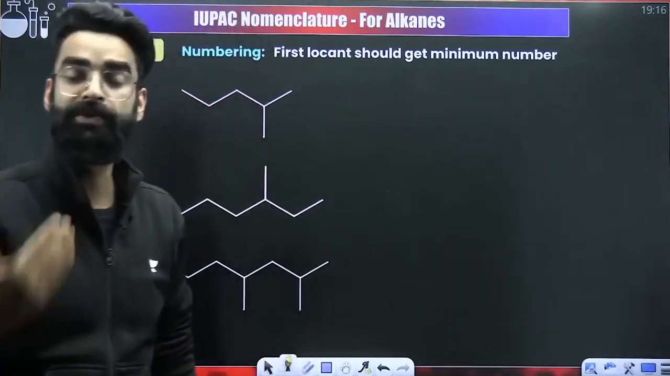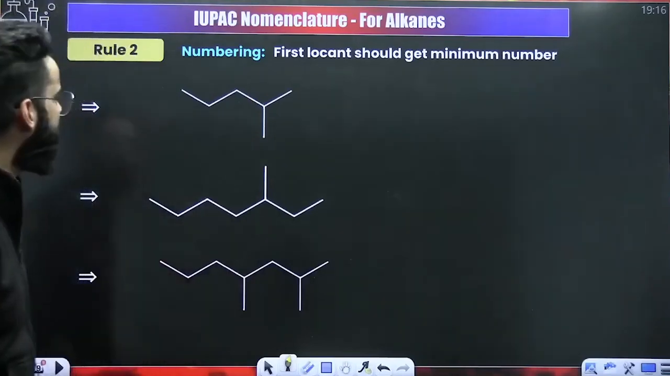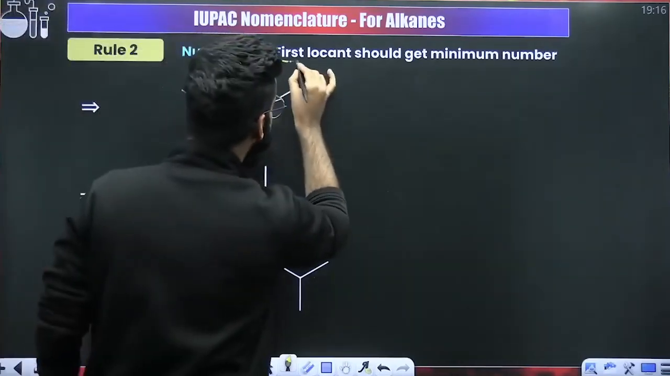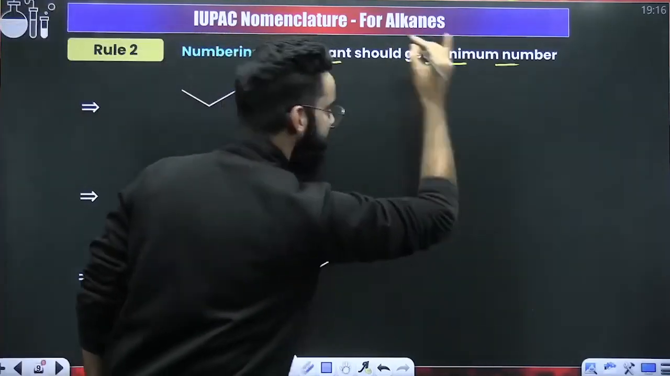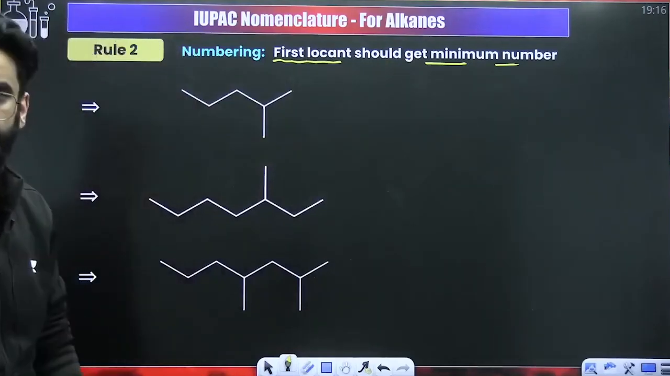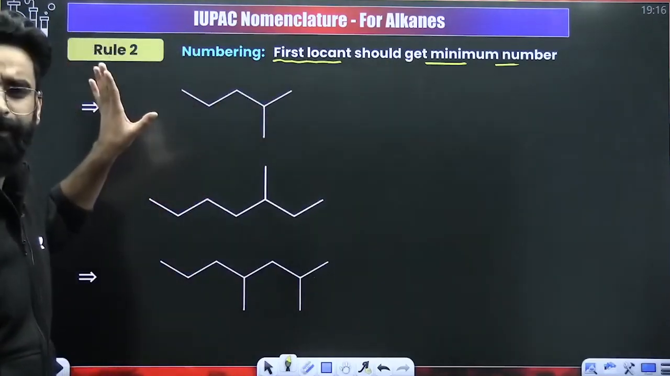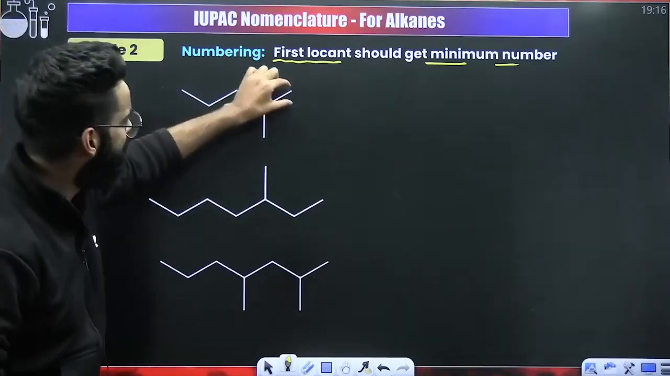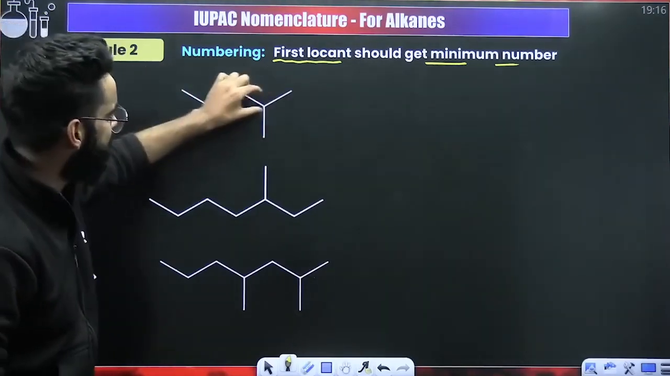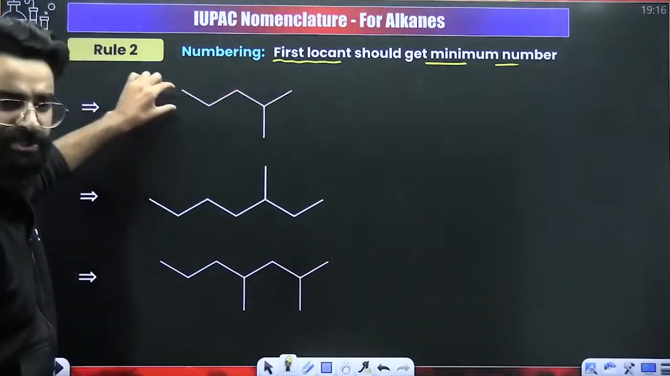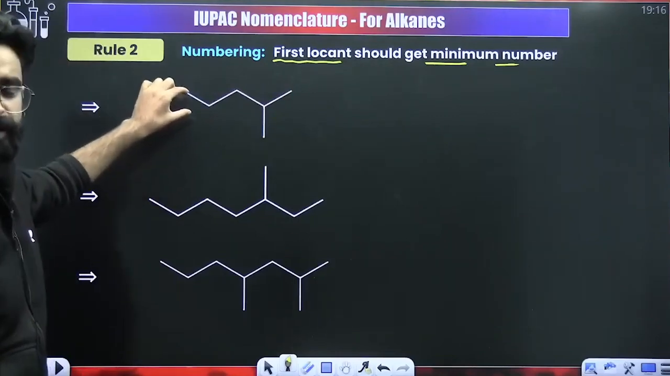And how are you going to do the numbering? Try to understand. The rule says the first locant should get the minimum number. My dear students, look at this particular compound. First of all, I'm going to select the longest possible carbon chain. Let's assume this is my longest possible carbon chain over here, right?